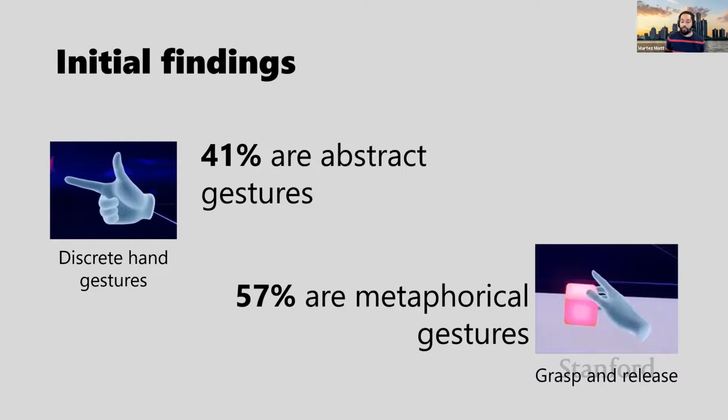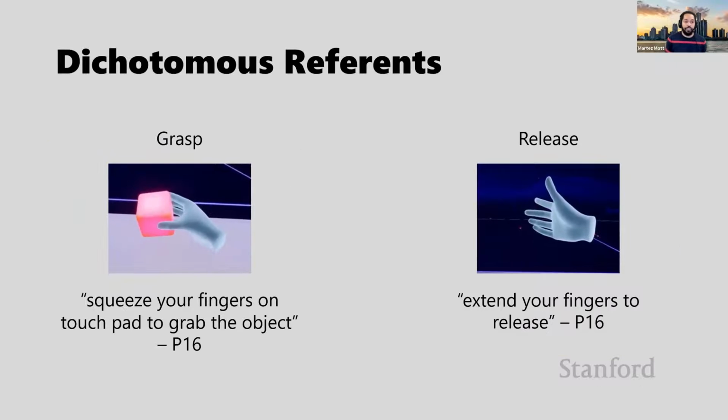57% of those were metaphorical. So meaning that the gesture actually is more tightly bound or tightly related to what the actual hand manipulation is doing. An example of that is we can look at these dichotomous referents. So meaning that there's the same reference, but kind of in reverse in some situations.